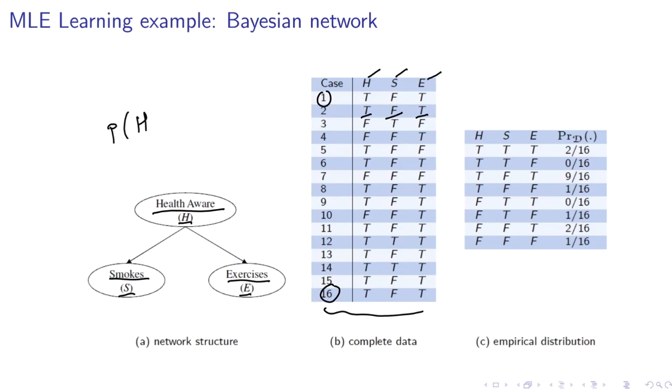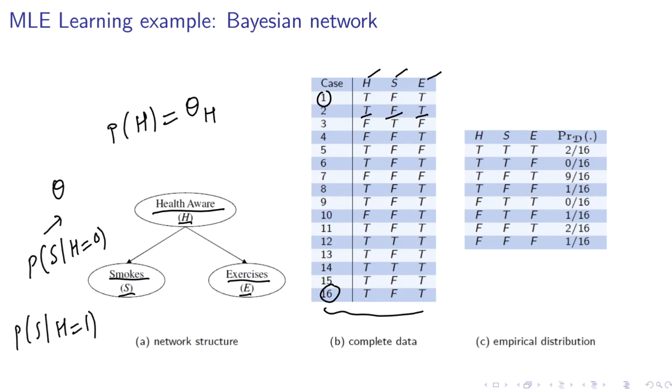So health aware is associated with a parameter, let's call it theta h. Smokes is associated with two parameters, one for smokes given h equals 0 and another for smokes given h equals 1. Okay, so let's call this parameter theta of s given h equals 0 and the second parameter theta of s given h equals 1.